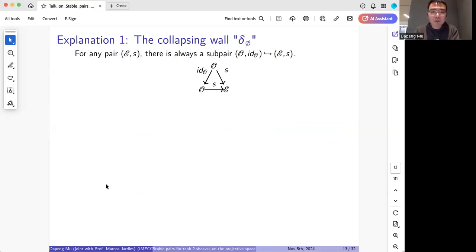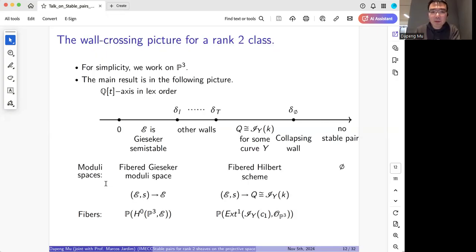Okay. So firstly, I'm going to explain this collapsing wall, this delta empty set. So let me go back to the previous slide. I'm going to first explain this wall, and then I will move from right to left. I'm going to explain this one secondly, and then this is the last one.